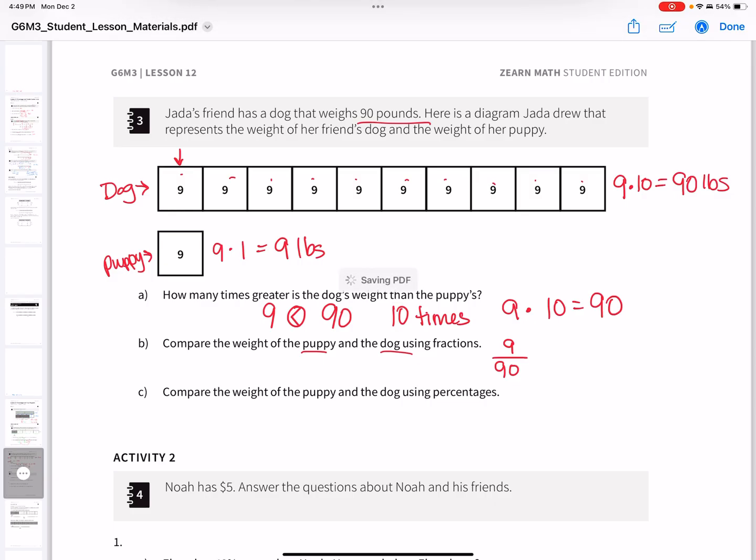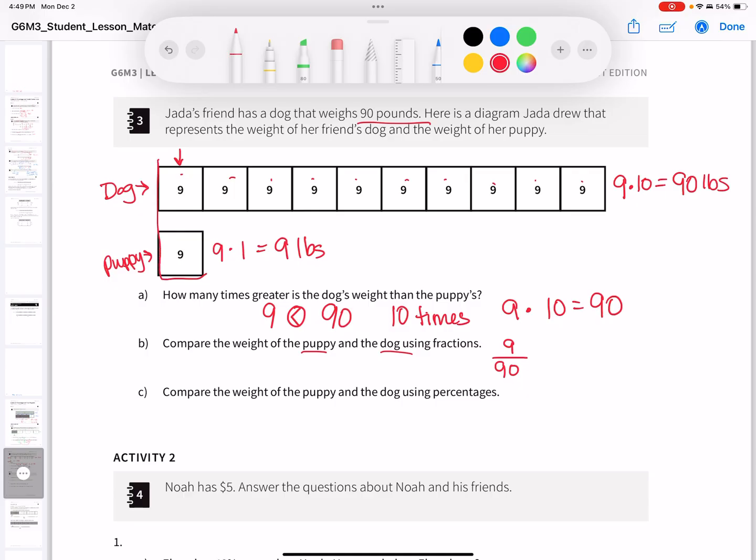Absolutely. Look here. How many boxes do we have for the puppy? We only have one. The dog has how many boxes? 10 boxes. So that's like saying the puppy has one box out of the 10 that the dog has. So 9 divided by 9 equals 1, and 90 divided by 9 equals 10. So we could say 9/90ths, or we could say 1/10.